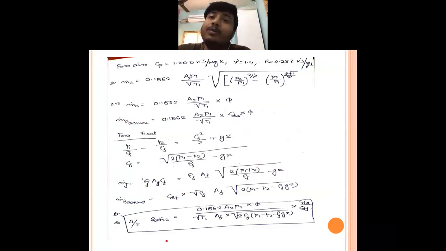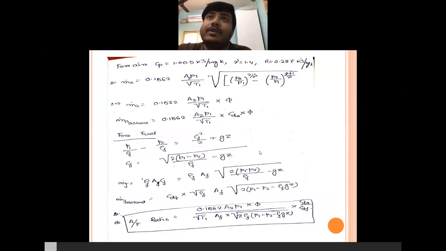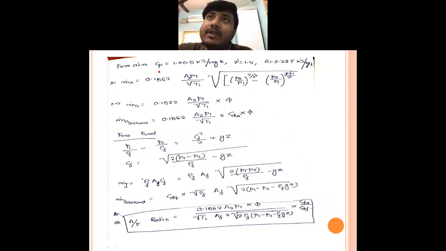Okay, then we'll put the value of all the things because we know that an IC engine or spark ignition engine uses air. So we'll put the specific heats at constant volume and pressure as well as gamma as well as R. The value of this will come in terms of air. So the specific heat at constant pressure of air is 1.005 kilojoule per kg Kelvin. Gamma is equal to 1.4, R is equal to 0.287 kilojoule per kg Kelvin.